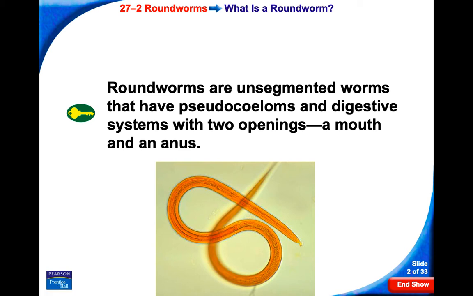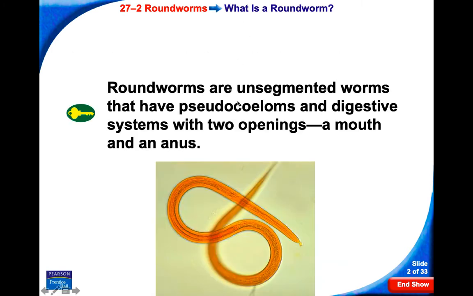They have pseudocoeloms. That's the second characteristic. We'll talk about what a pseudocoelom is in a second. And then third, they have a digestive system that has 2 openings, a mouth end, like you can see here, and an anus end. And we'll talk about how that's important on a later slide also.